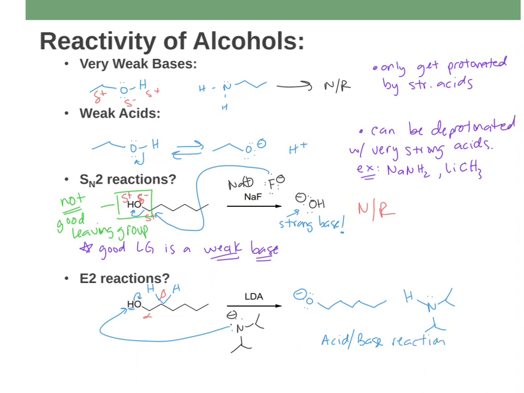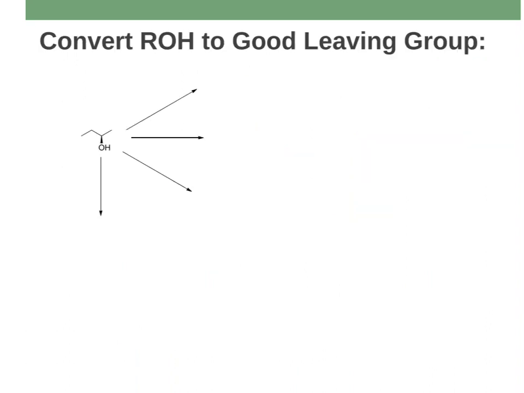So again, the point here is that alcohols are not great for doing those SN1, SN2, E1, and E2 reactions directly, because they're just not good leaving groups, and their weak acidity could interfere if you had really strong bases. So we need to do something else. And luckily we have tools to convert alcohols into better leaving groups.